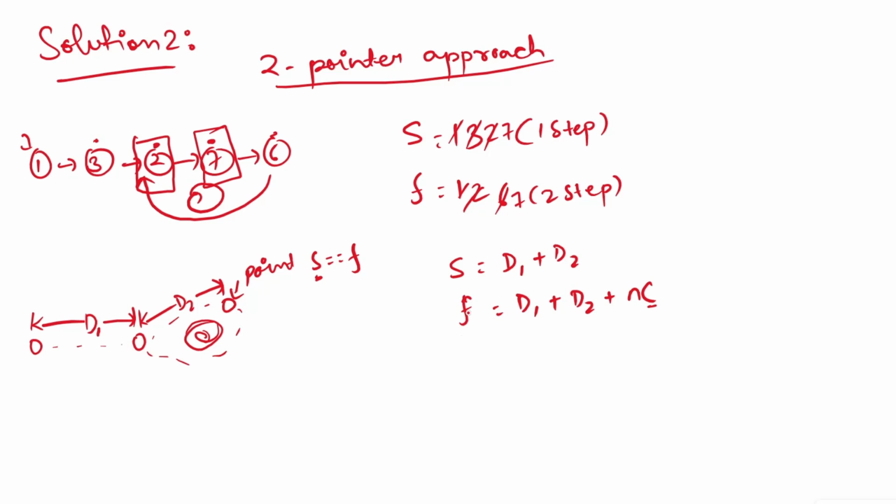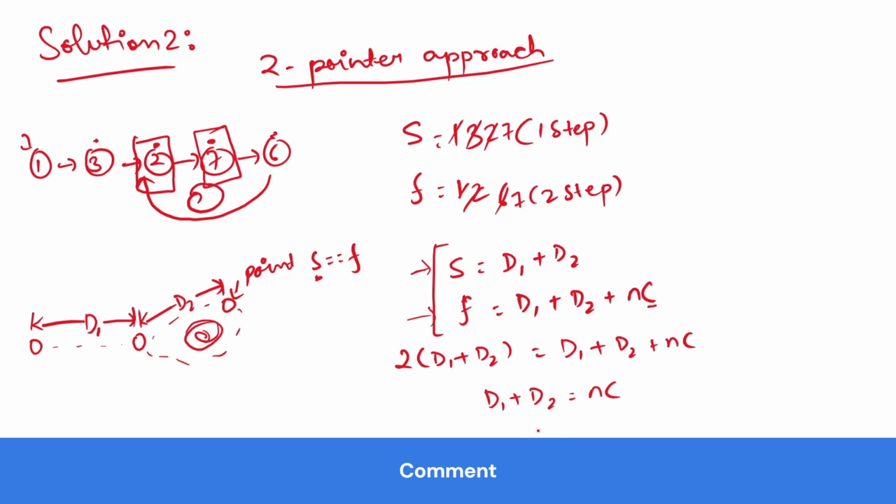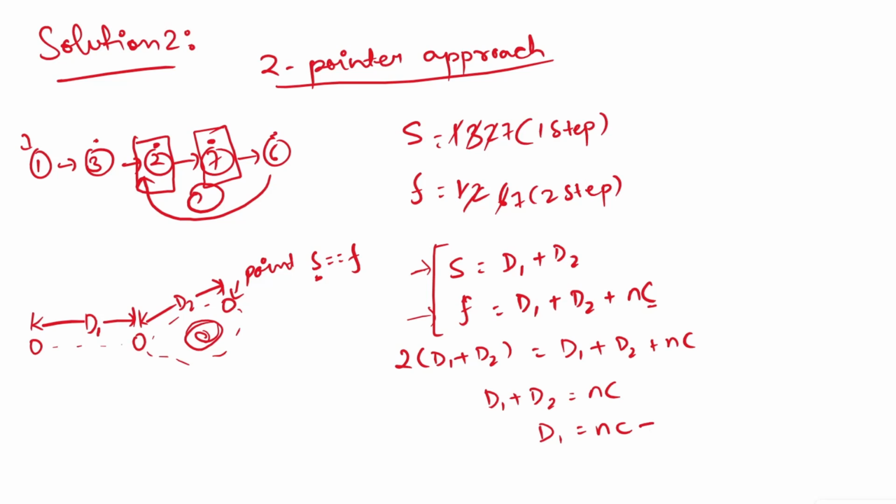And I know one more thing: the distance traveled by slow is half the distance traveled by fast, because fast is moving at twice the speed. So twice the distance d1 plus d2 equals d1 plus d2 plus nc. By solving this equation, d1 plus d2 equals nc, and so d1 equals nc minus d2.